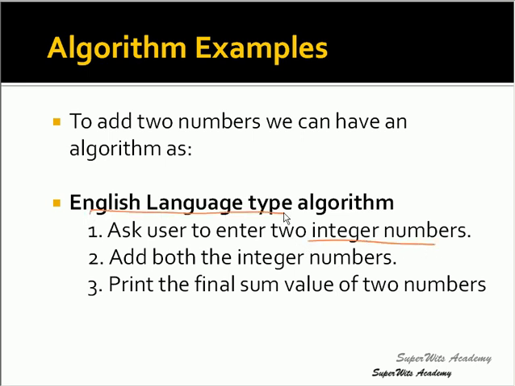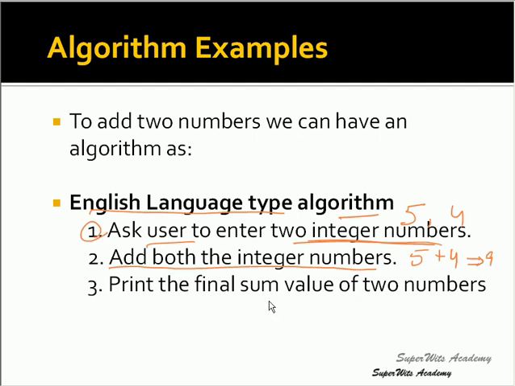Now this is an English language type algorithm. The first step is you must have two integer numbers to add. So you need to ask the user to enter two integer numbers. The next step is to add both the numbers. Let's say the user provided 4 and 5, you add 4 and 5 and you get the result 9.